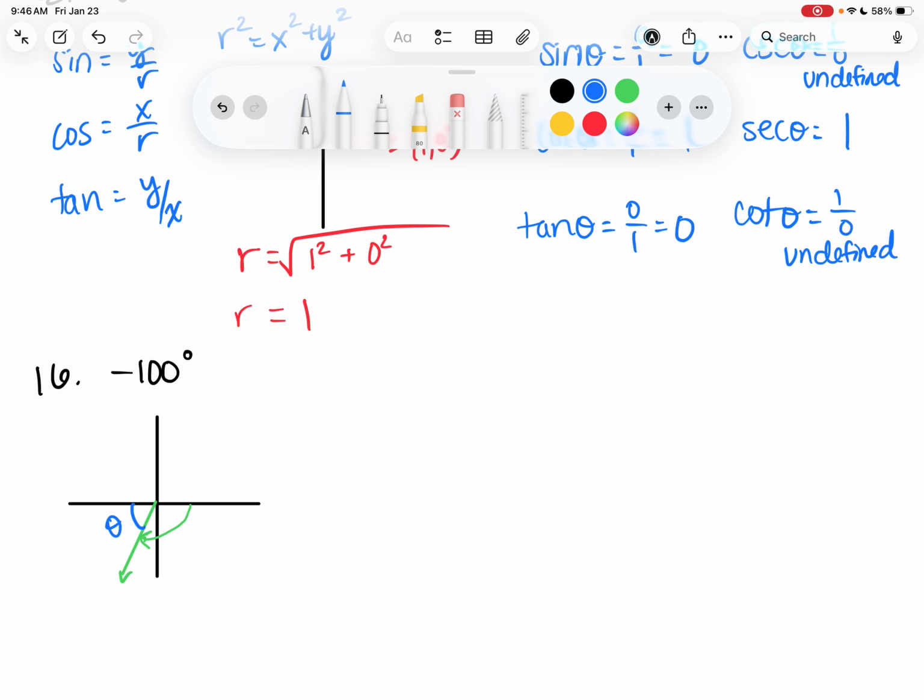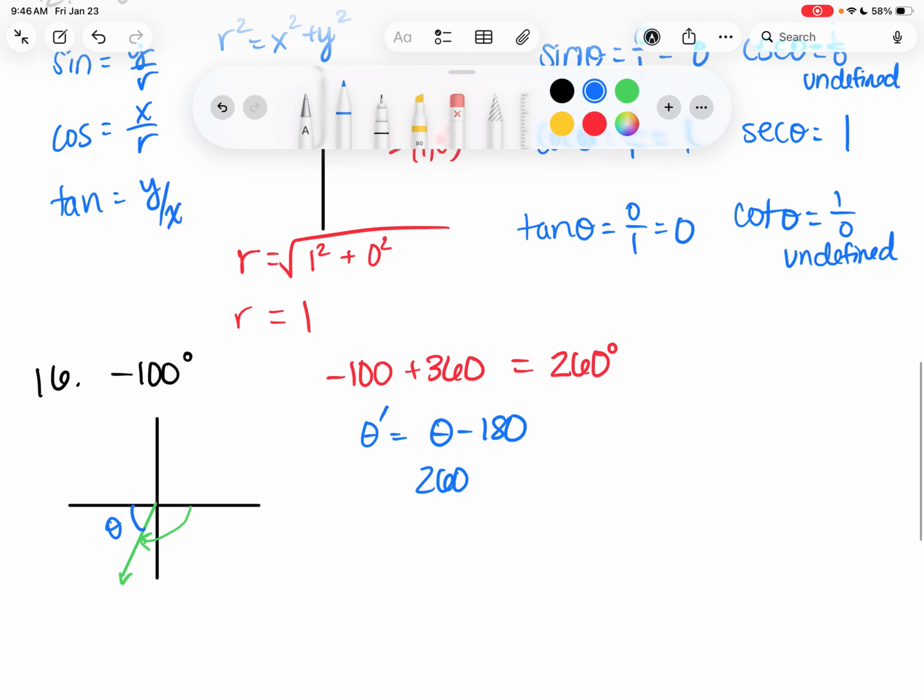So to find a coterminal angle, we add 360. It's 260. So 260 degrees would be my theta value. In quadrant 3, the formula for degrees is theta prime is equal to theta minus 180. So then I put 260 in here, subtract 180, and that is equal to 80 degrees. And that's my reference angle.